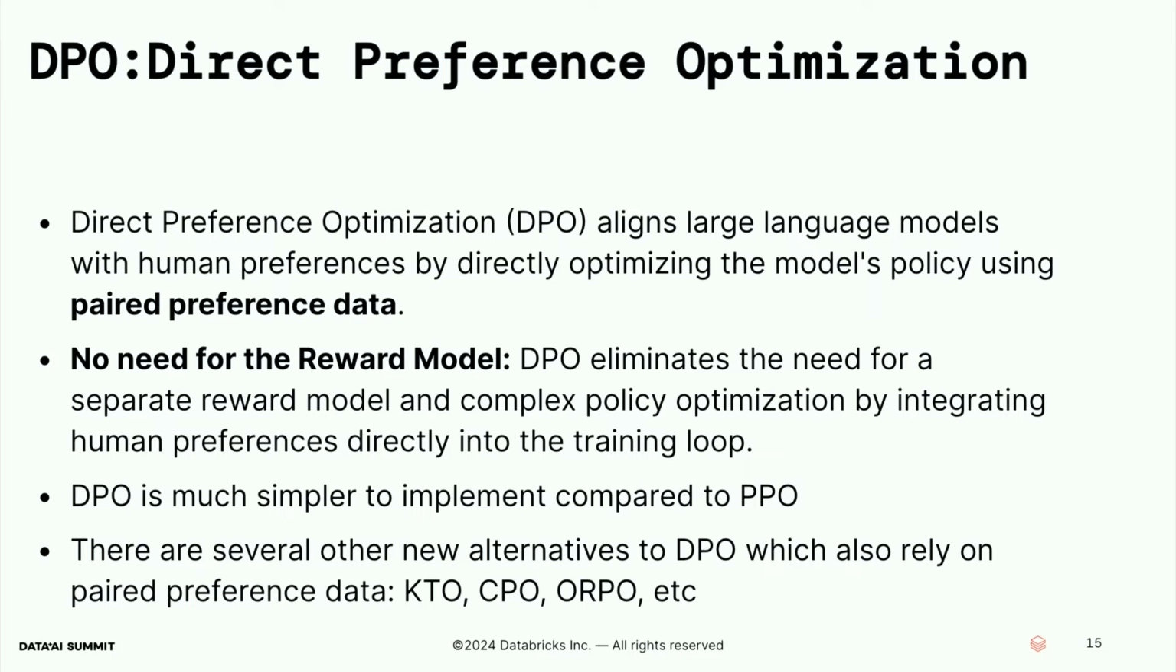What DPO does is align large language models with human preferences by directly optimizing the model's policy using paired preference data. Paired preference data just means we have a good answer and we have a bad answer. And in that case, with this algorithm, we don't need a reward model.